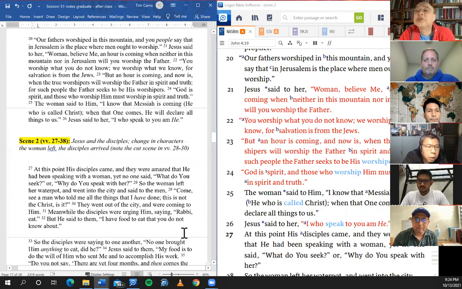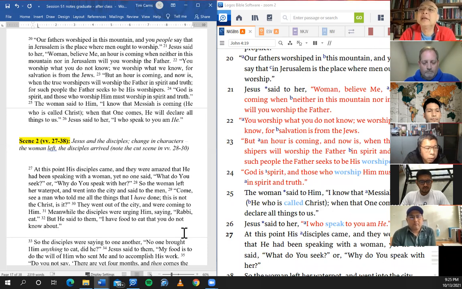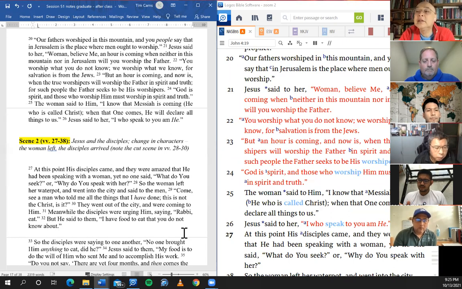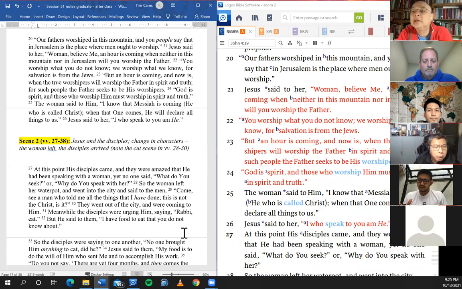Our fathers worshipped in this mountain, and you people say that in Jerusalem is the place where men ought to worship. Jesus said to her, "Woman, believe me, an hour is coming when neither in this mountain nor in Jerusalem will you worship the Father. You will worship what you do not know. We worship what we know, for salvation is from the Jews. But an hour is coming, and now is when the true worshipers will worship the Father in spirit and truth.